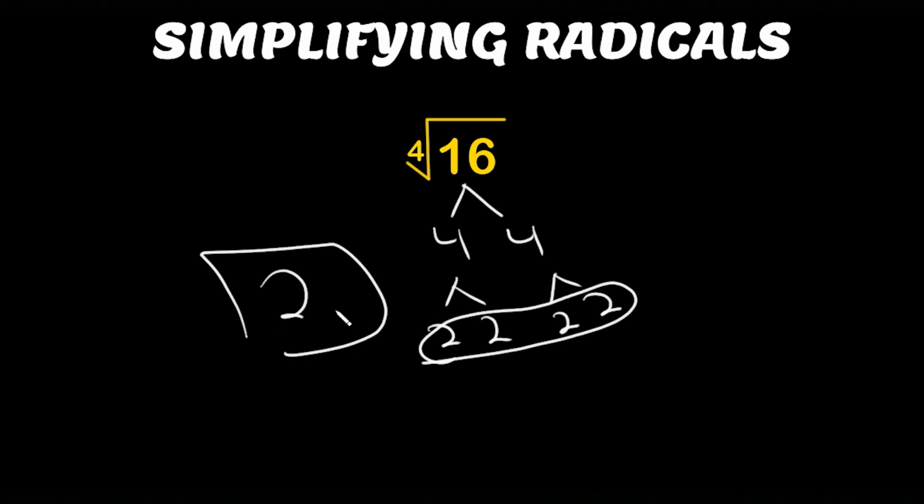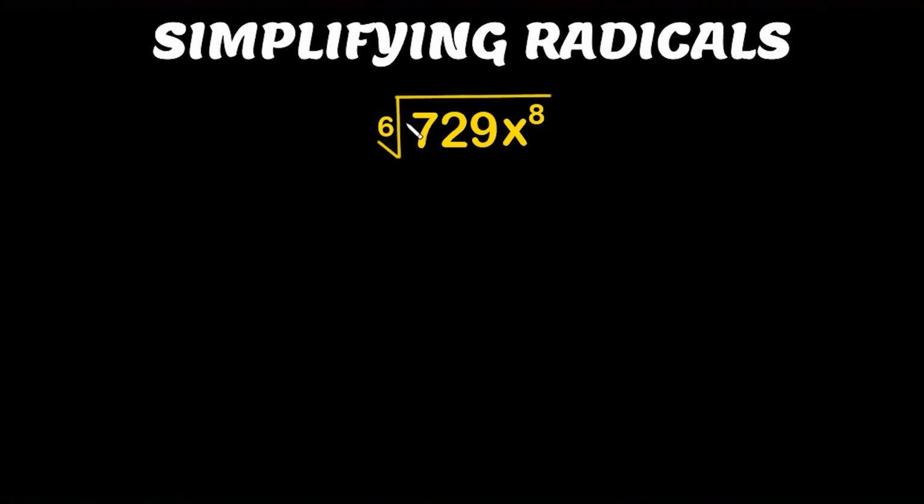All right, let's try another one. Okay, so here's the next problem. Looks complicated, but it's really not, right? We have an index of 6, meaning I need 6 of the same thing in order to pull it out. So let's work on our coefficient first, 729, and then we'll work on this variable here, okay? So breaking this down into its prime factors, I need two numbers when I multiply that will give me 729. And I can actually use here 9 and 81.